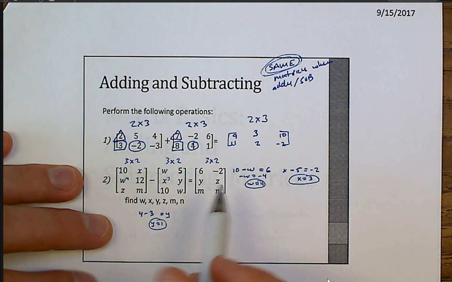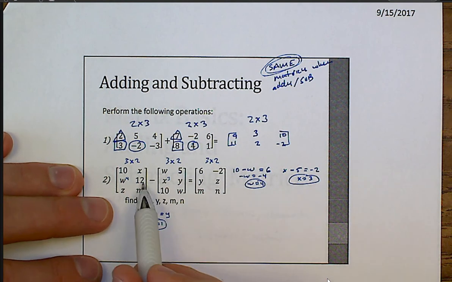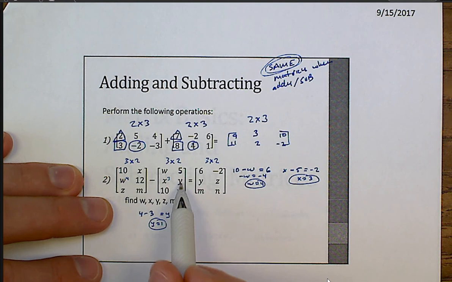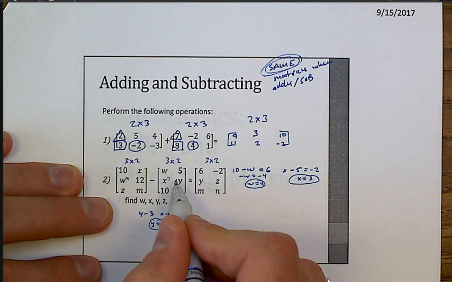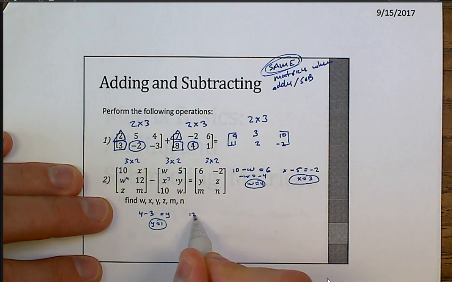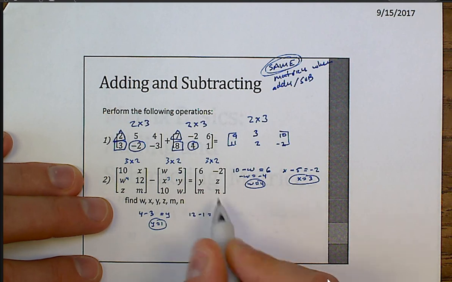To find Z, I would go 12 minus Y. Now we already know what Y is. It's a 1, so you can put a 1 in there. So it'd be 12 minus 1 equals Z. Well, 12 minus 1 is 11, so Z would equal 11.